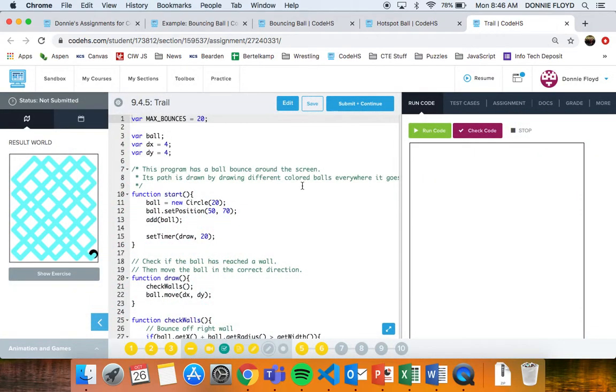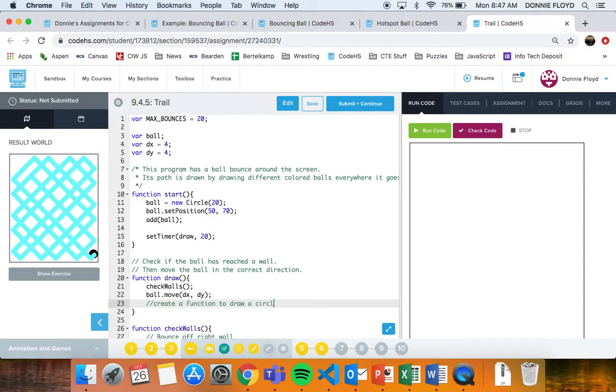So let's go through here. Again, it starts you with this. Now, we have to keep this. We still have that one ball. But our job is to draw a lot more circles. So that means we're going to leave that one here. And down here in our draw function, let's create a function to draw a circle every time the ball moves.